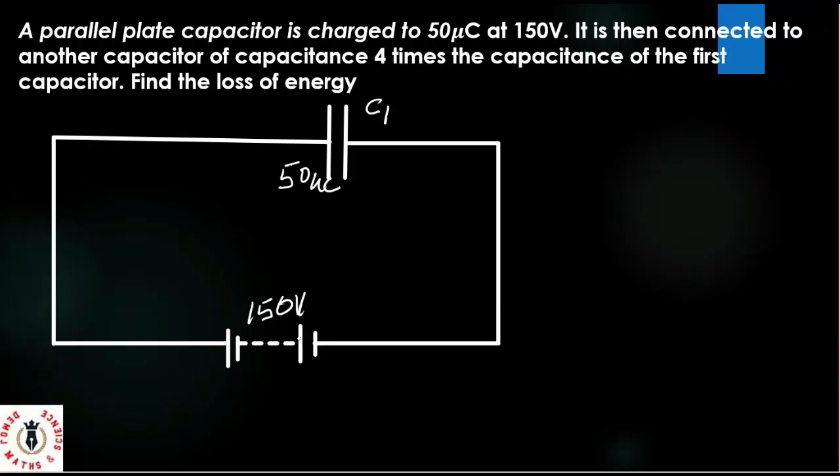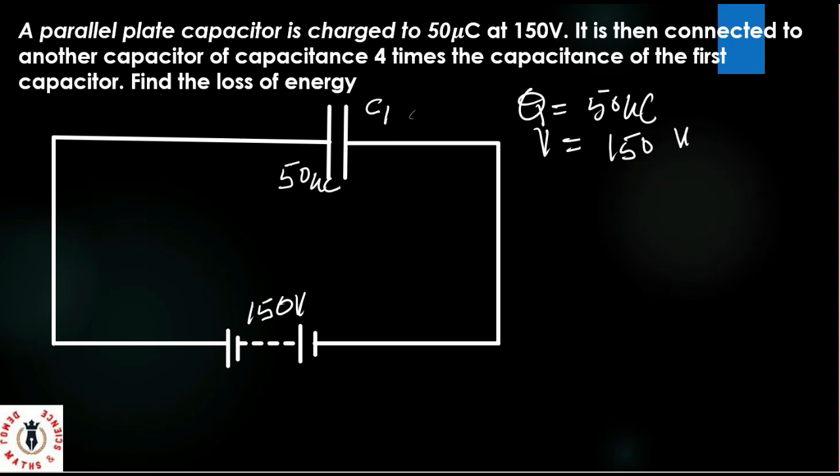Welcome back to class. In today's lesson, I want to use this example to further help my viewers understand how to work with energy stored in capacitors. Our question says a parallel plate is charged to 50 microcoulombs. Here's a parallel plate, where Q is 50 microcoulombs, and the voltage is 150 volts, so V equals 150 volts.